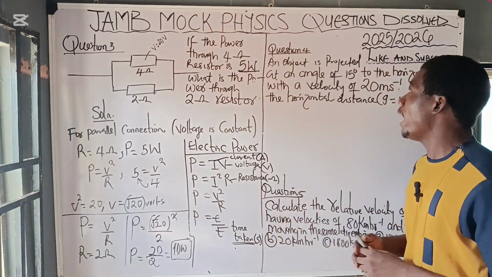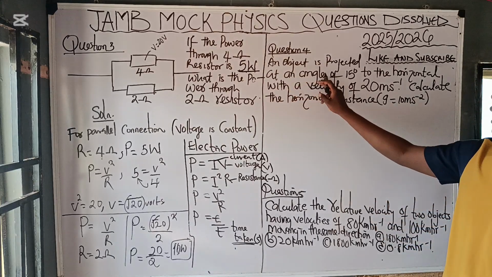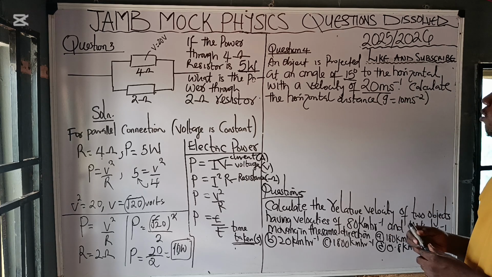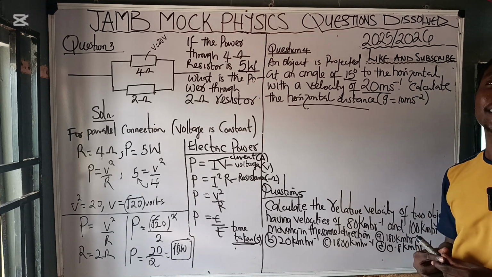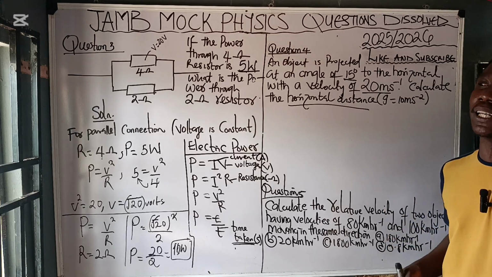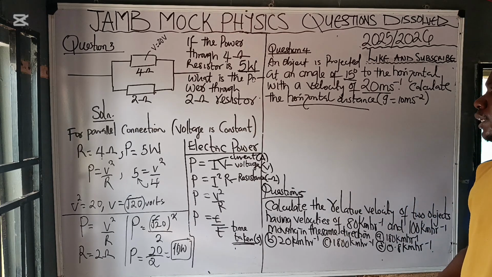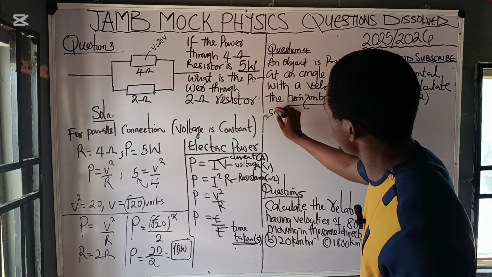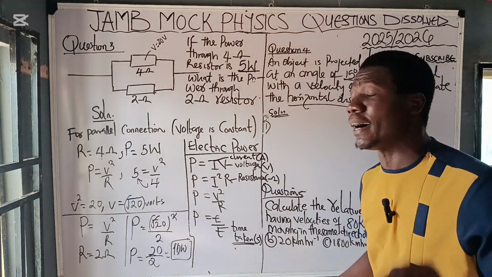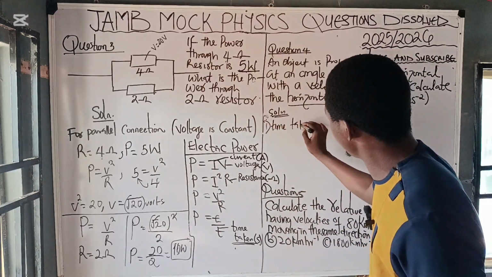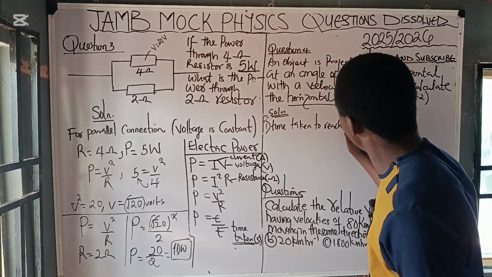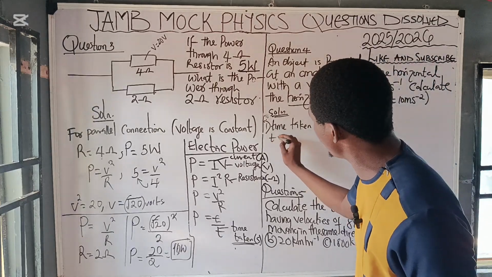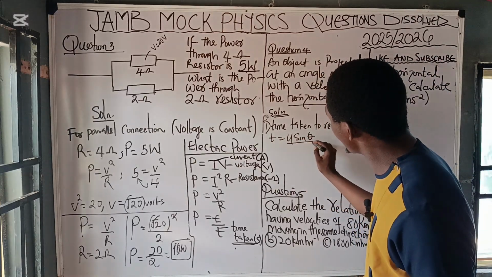Now let's take the next question. An object is projected at an angle of 15 degrees to the horizontal with a velocity of 20 meters per second. Calculate the horizontal distance. Don't forget that in projectile motion, horizontal distance is also called range. Yes, range. If you are looking for the time taken to reach the maximum height, your formula will be u sine theta over g.